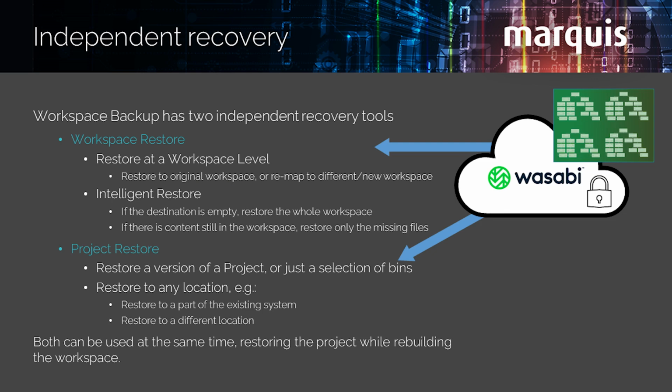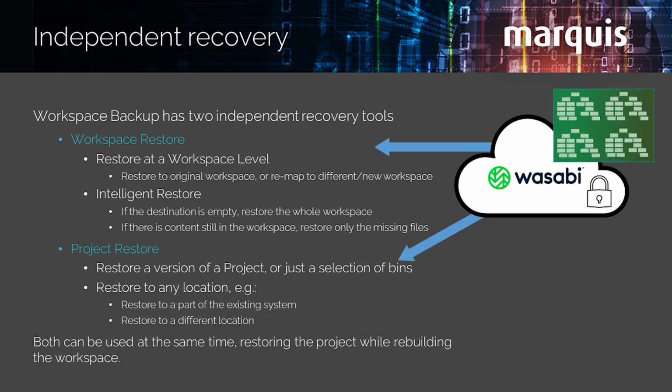So I'll go through and look at the restore options that we'll then give. So we have two independent recovery tools. We have the Workspace Restore, which will restore at a workspace level. In that case, we can bring your workspace back, and we can bring it back to the original location or remap the job to a different workspace or a new workspace. And that's an intelligent restore. If the destination is empty, we'll restore the whole workspace. If there's content still in the workspace, and there's just some files that are no longer there or have been cleaned out, we can restore only the missing files.